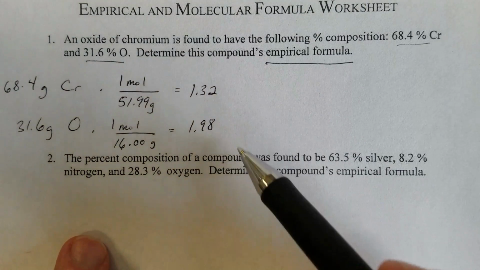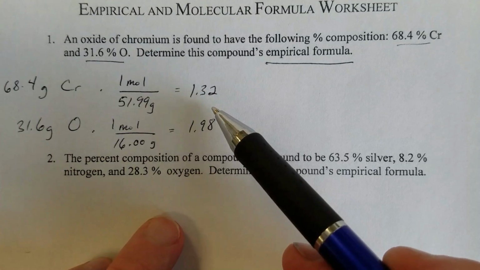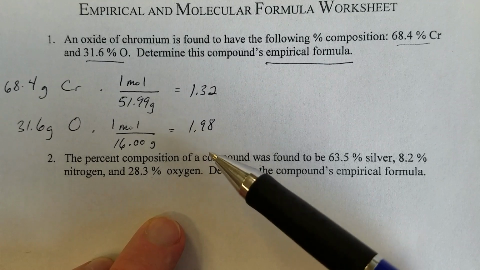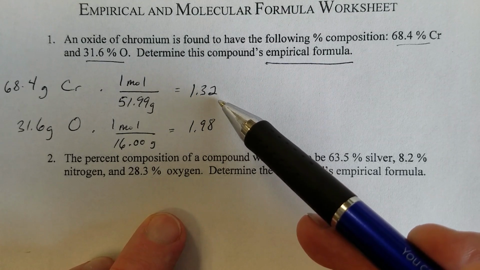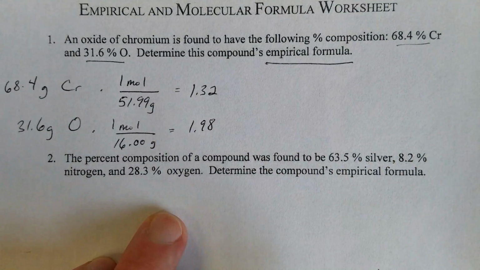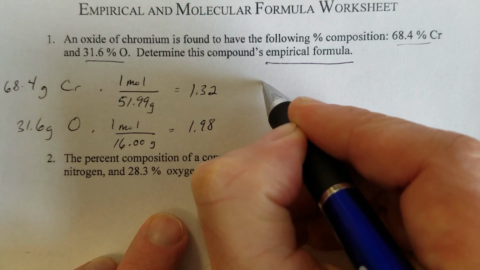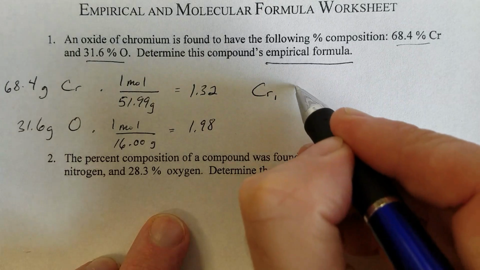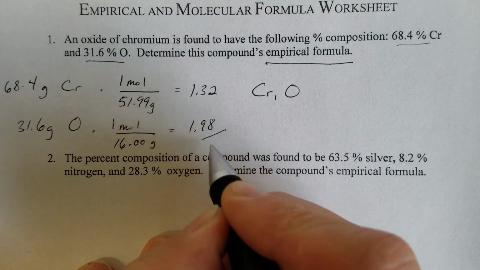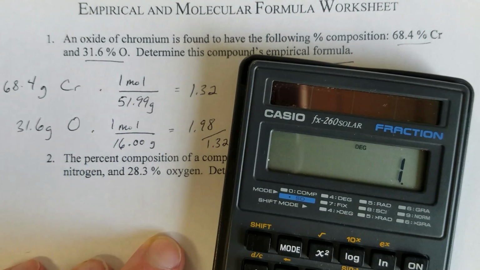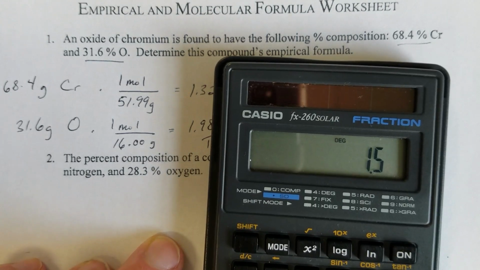Now looking at these numbers, now we can compare and we can see that with chromium we came up with 1.32 and oxygen 1.98. So this means we will have fewer moles of chromium than oxygen. And now let's figure out what the ratio is. If we say chromium of 1, we need to figure out what our oxygen is going to be. And the way to do that is to figure out how many times 1.32 will go into 1.98. Come up with 1.5.